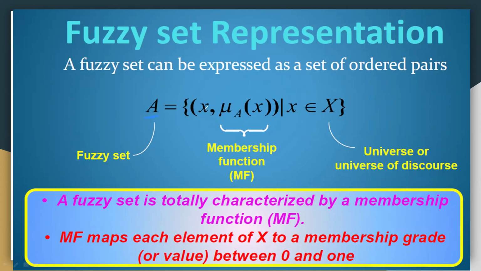So a fuzzy set is shown in such a way that any element x will be associated with a membership function. That is denoted by the mathematical symbol mu. So mu of A of x. So this is a membership function. An example of a membership function is what we saw here.